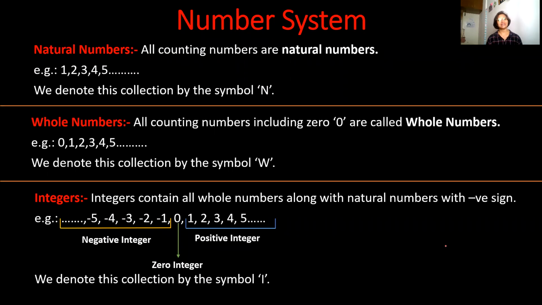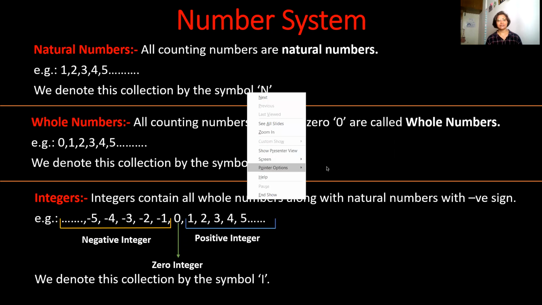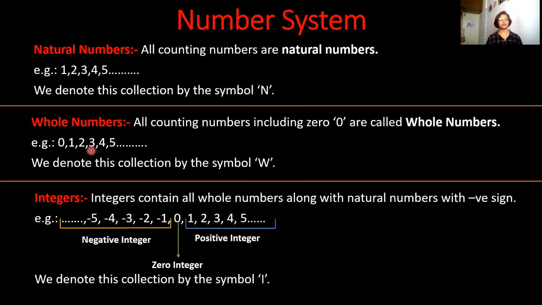So here we go. In this video, I start from the number system of class 9th. In the number system, first we will learn about all types of numbers. I start from natural numbers. What are natural numbers? Natural numbers are the numbers which we use for counting things. That means all counting numbers are the natural numbers, like 1, 2, 3, 4, 5.